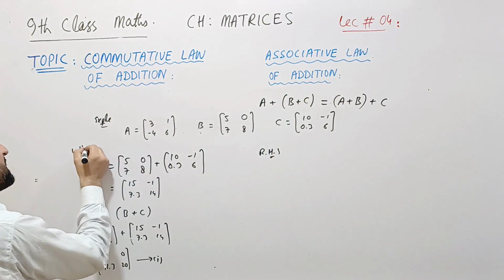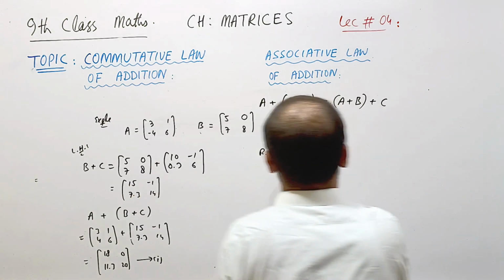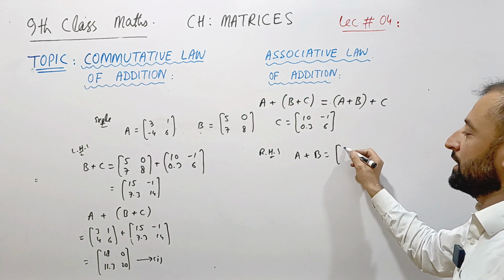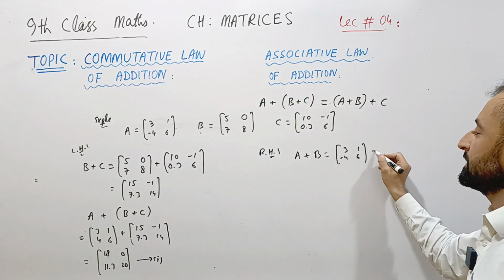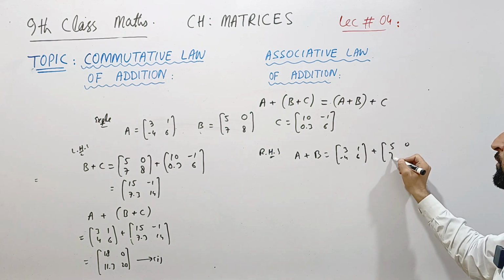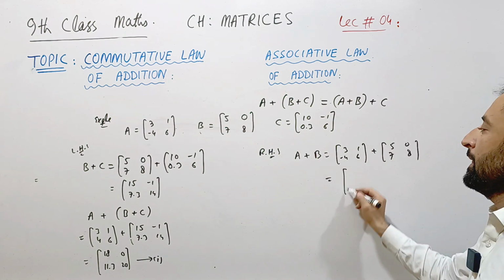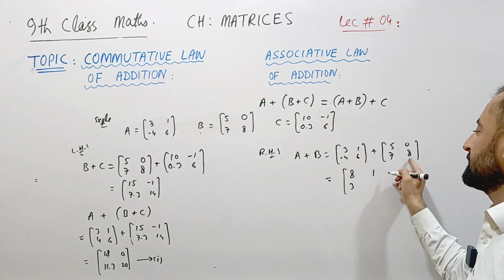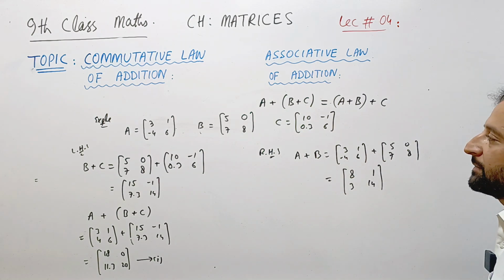Right hand side, students. First find A plus B. A is 3, 1, minus 4, 6. B is 5, 0, 7, 8. Add them. 8, 1, 3, 6 plus 8 is 14. This is A plus B.